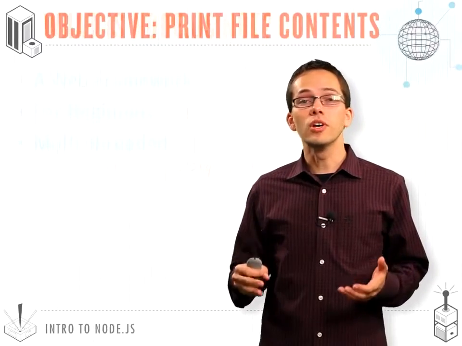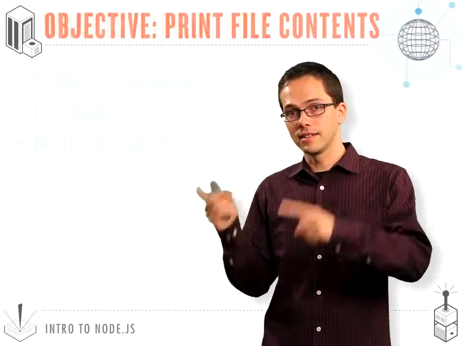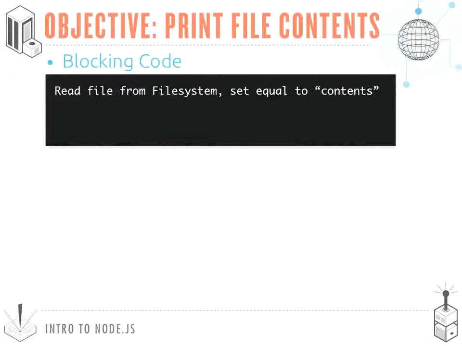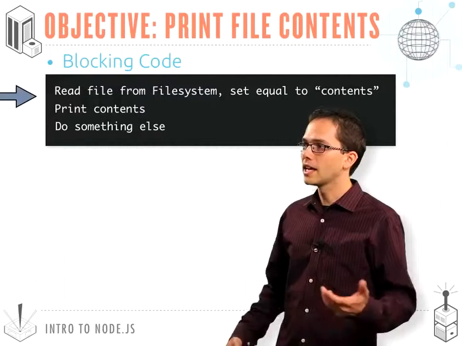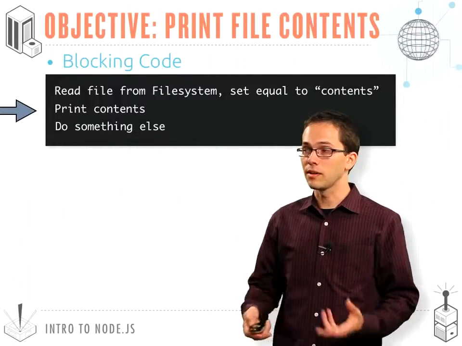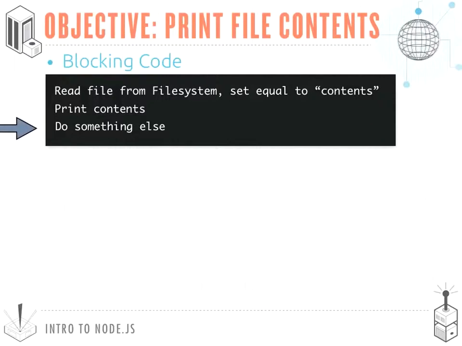Before we get into some actual Node code, we need to make sure everybody knows the difference between blocking code and non-blocking code. So here's some pseudocode to print some file contents. First, we want to read the file from the file system, set it equal to the contents variable, print the contents variable, and then do something else. So if we think about how this code executes, first, we read from the file system. We can't actually print out the contents until we've read all the contents from the file, so it's kind of blocking here. And then, obviously, we can do something else.